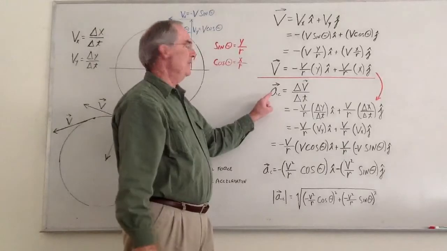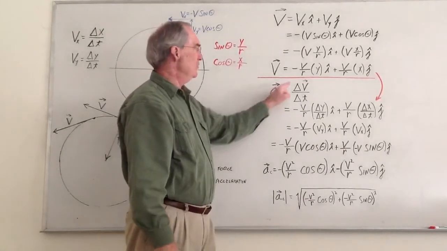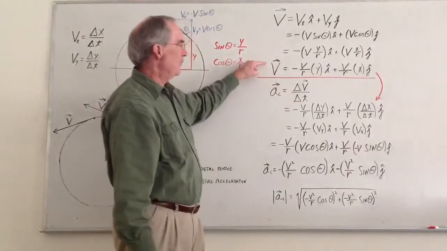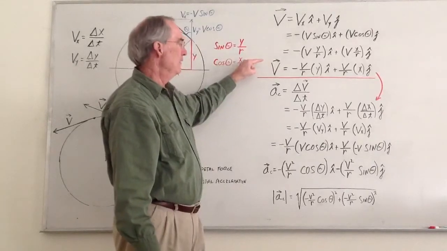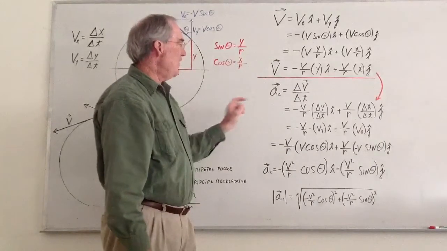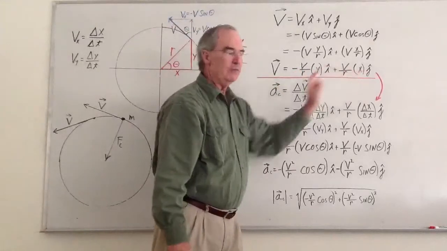Now we have an expression that we can talk about finding the time rate of change. That is, we want to find the centripetal acceleration, which is delta v over delta t. And here is our vector expression for v, right? So, what changes as a function of time? X and y, as we just said.